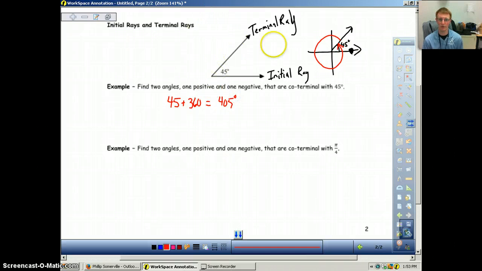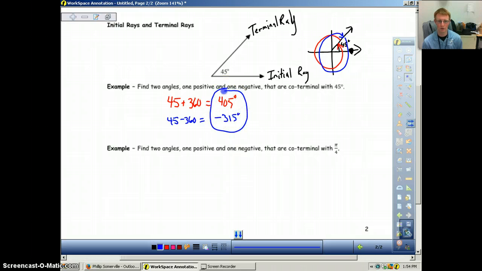How do we get one negative? Well, why don't we just go in the opposite direction, which means we're going to subtract 360 degrees. So I'm going to take this angle and go a full circle around in the opposite direction. So now I'm just going to do 45 minus 360, and that gives us negative 315 degrees. There's our two angles that we need. Real simple. But we have to start understanding that a ray can be in the exact same spot and have two different angle measures depending on how many times you went around the circle.